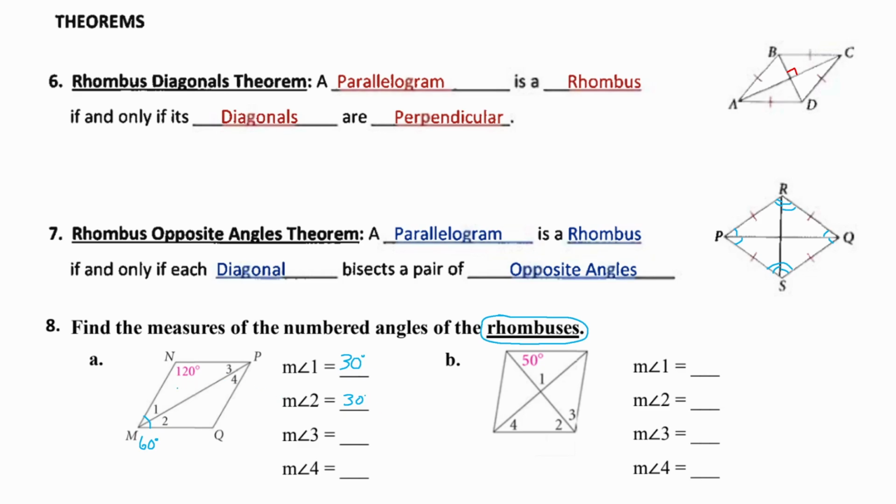And I can use the same argument for using angle N and angle P over here. They're still consecutive angles, so they should be 60 degrees for the entire angle as well, for angle NPQ. And since angles 3 and 4 are made by the diagonal, they will also bisect that angle, which means each of them is also 30 degrees. So I want you to take a moment and see if you can figure out what the measures of angle 1, 2, 3, and 4 are in part B.